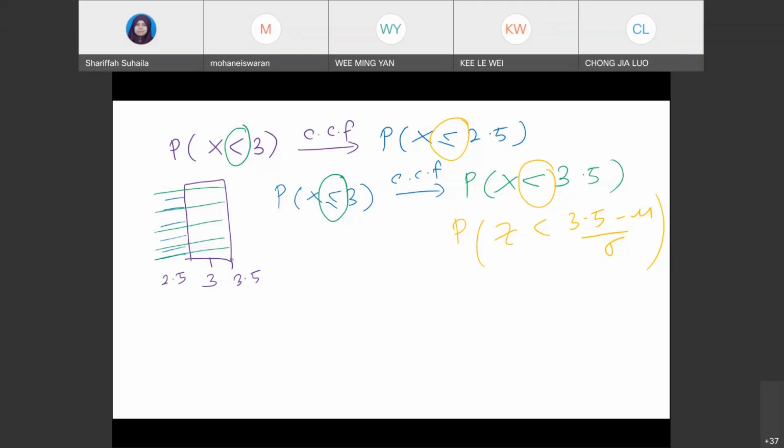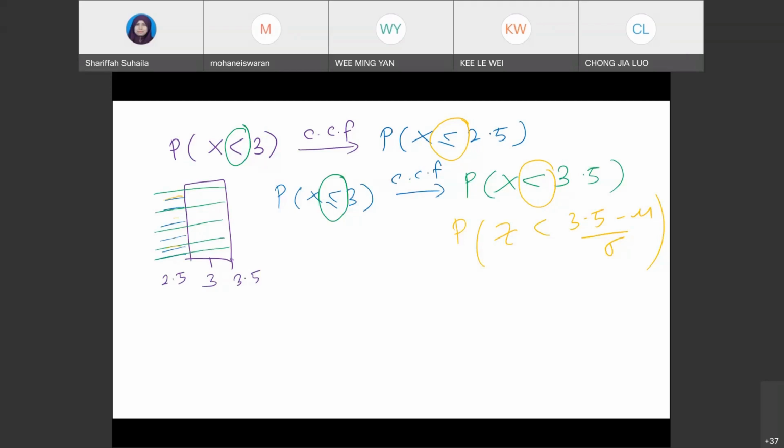So again, x less than 3. You imagine your rectangle is between 2.5 and 3.5. So less than 3, just here, does not include your bar, so 2.5. Less than or equals to 3, so ambil daripada atas ke bawah, so you have 3.5. Once dah expert, tak perlu lagi sketch this rectangle. Once kamu dah faham, terus je lah do your continuity correction factor.